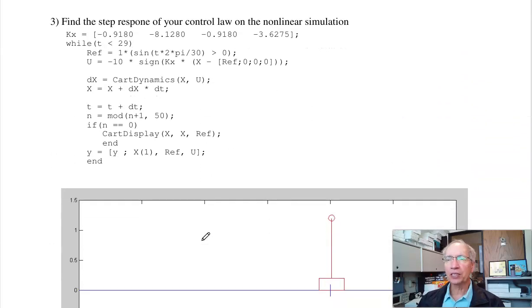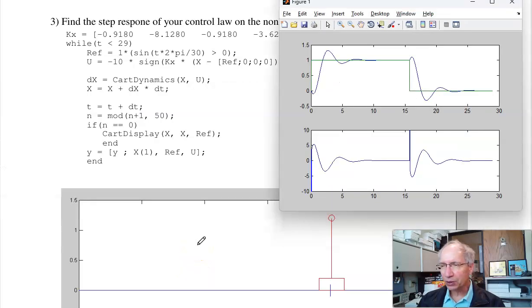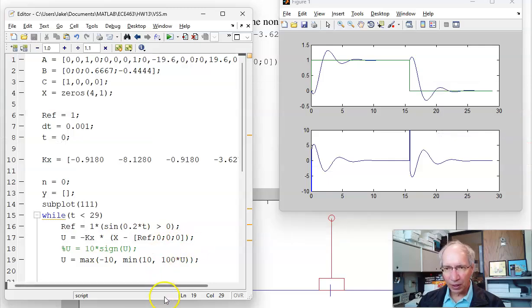Try that on the nonlinear model. And here I'm actually going to show that. It shows up a little bit better. For the nonlinear model, here's the VSS control.